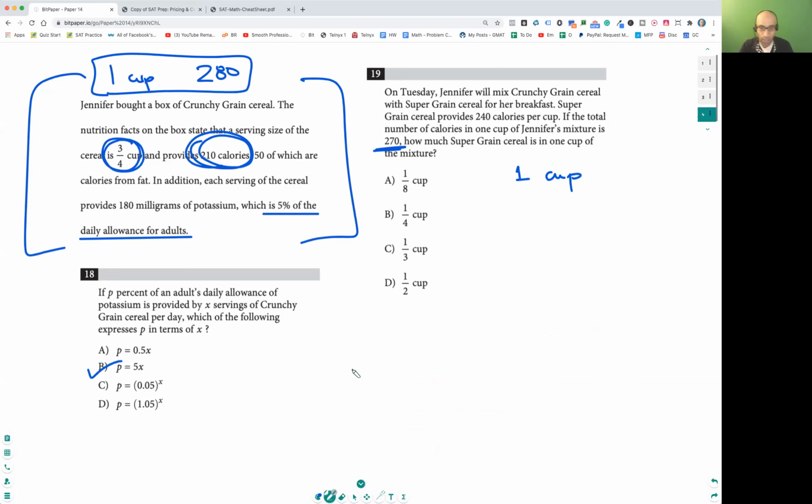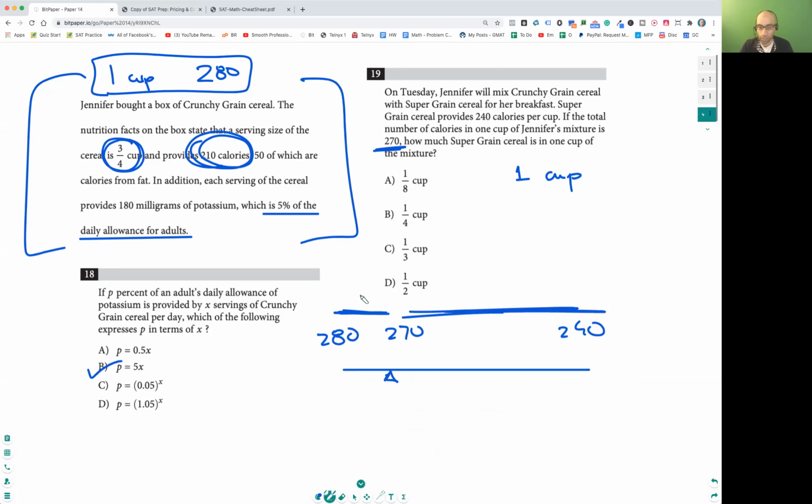Okay, so what's going on over here is, let's say you've got 280 here, right? And this is 270, and this is 240. So take the difference between these two and the difference between these two, right? What's the difference here, in ratios? This is 10 and this is 30, right? So in other words, it's 1 and 3. So the actual answer is going to be 1/4, 1 over 1 plus 3.